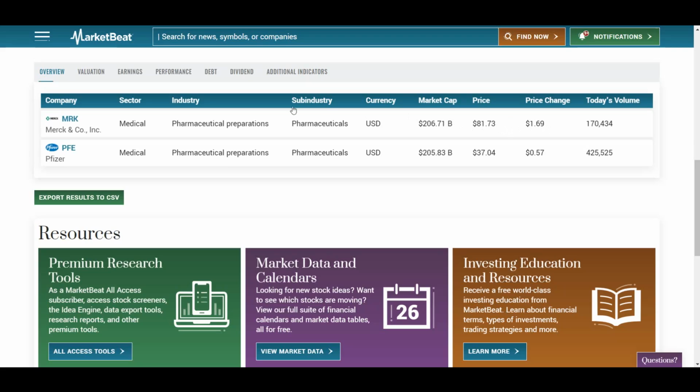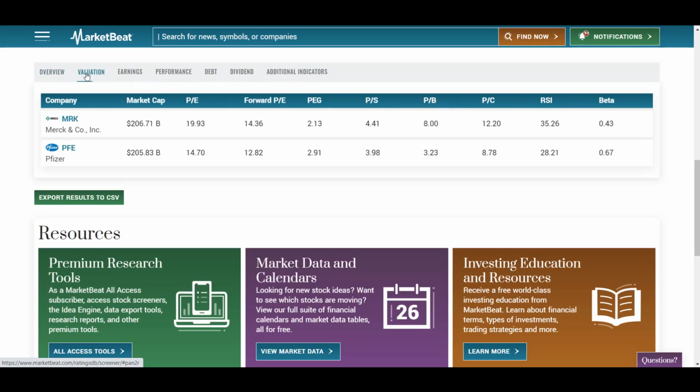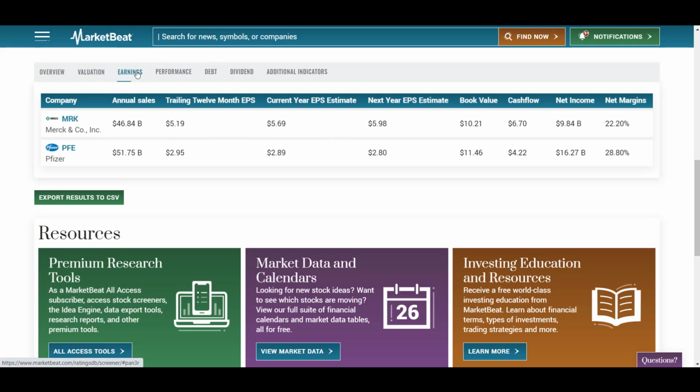That's just basic price information. But the interesting thing with this tool is you have these tabs. Once you've got your search results, you can look at valuation, earnings, performance, debt, dividend, and additional indicators. So we'll just have a quick look through. In terms of valuation, you can see the price earnings has come well below the 30 that I had as a parameter. You've got forward price earnings, a whole load of valuation metrics. In terms of earnings, we can see the net margins are both above 20% for these companies, both profitable companies.